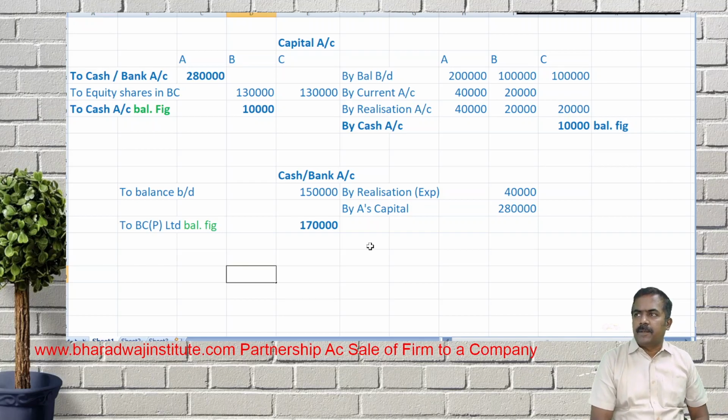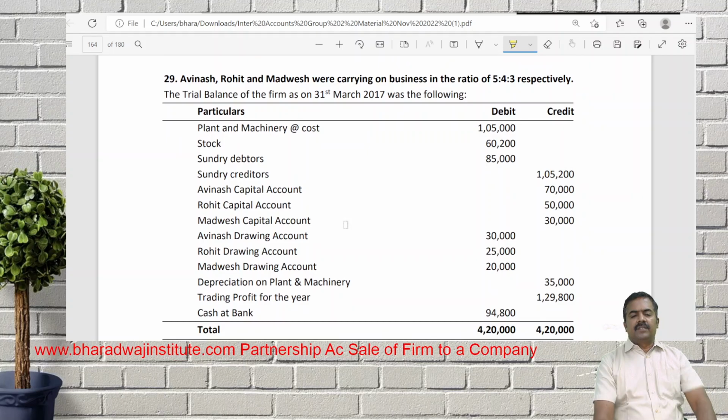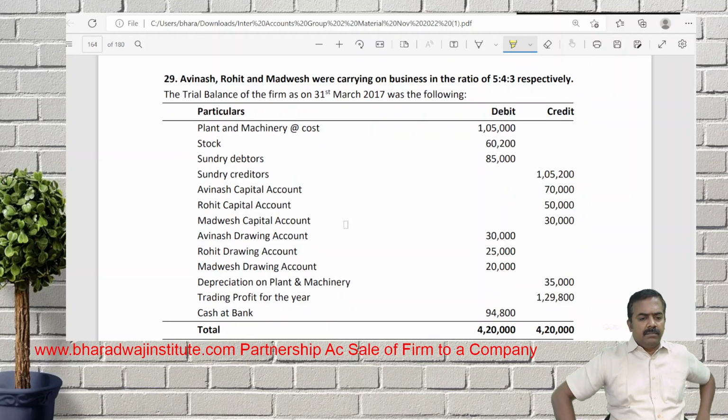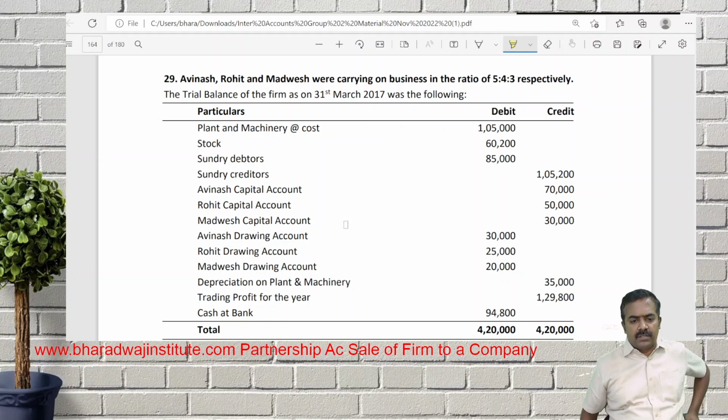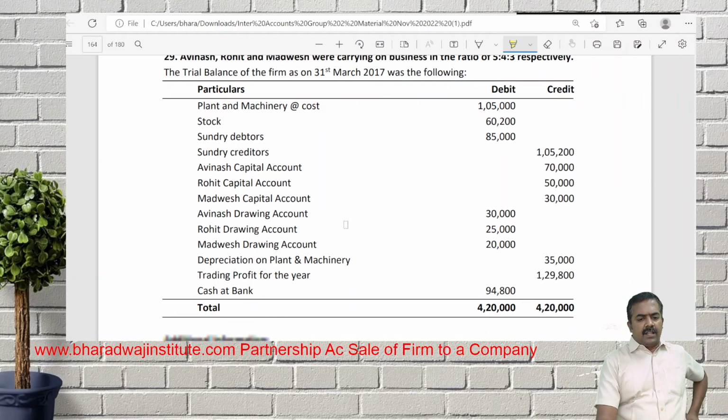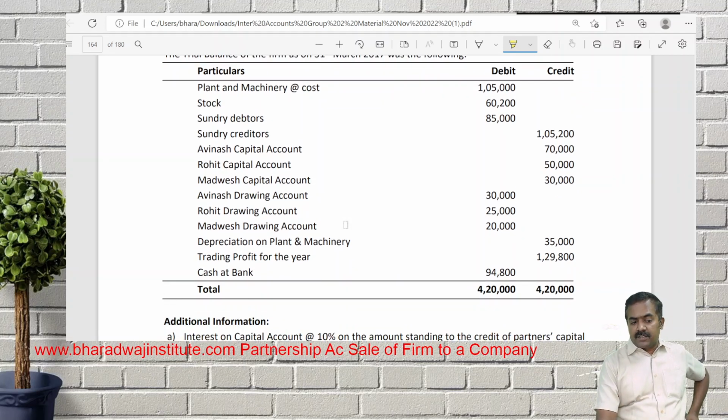Shall we proceed? Question number 29. A, R and M are carrying on business in the ratio 5:4:3 respectively. Trial balance is given to us. Which balance? Trial balance is given to us. The trading profit for the year is given.